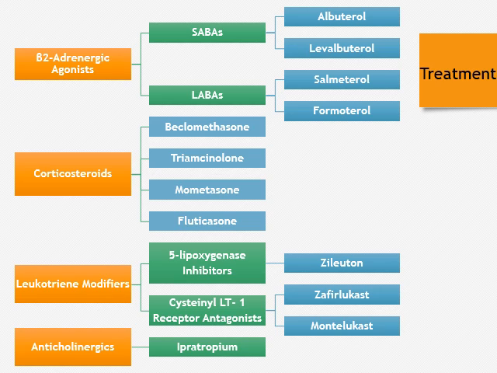In certain other situations, if the asthma cannot be controlled with beta-2 adrenergic agonists or corticosteroids, the leukotriene modifiers can be given. There are two major subdivisions of the leukotriene modifiers that include the 5-lipoxygenase inhibitors, which include zileuton, and cysteinyl leukotriene 1 receptor antagonists, which include zafirlukast and montelukast. Finally, we can also use the anticholinergic drug ipratropium through an inhaler.